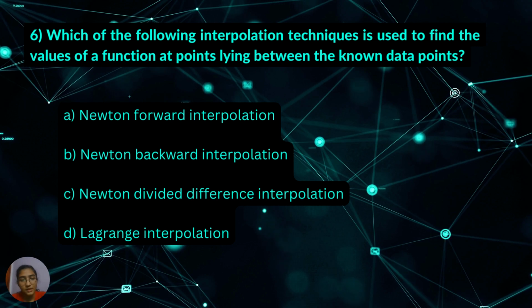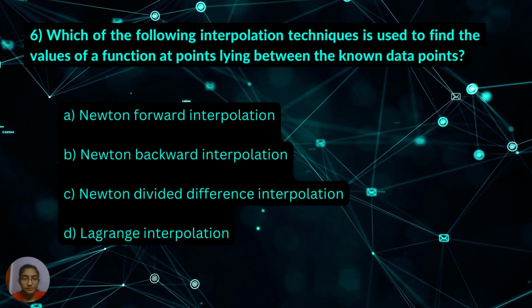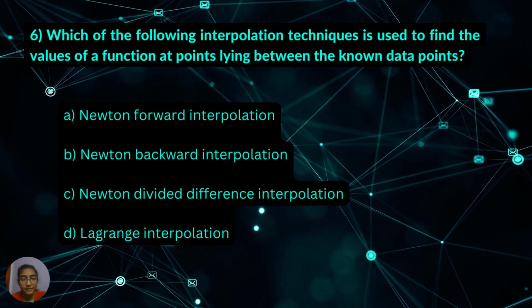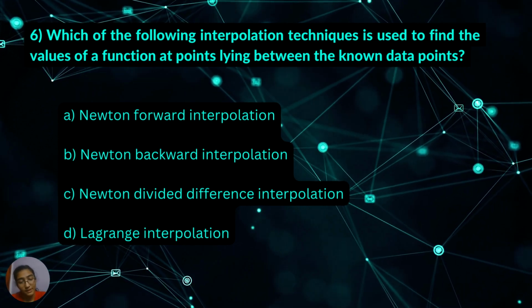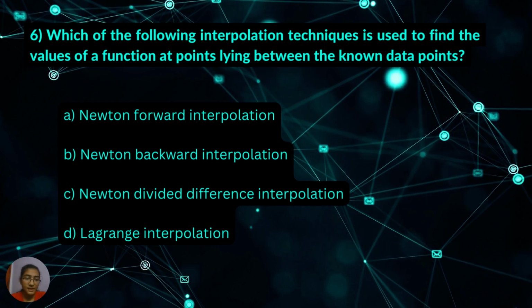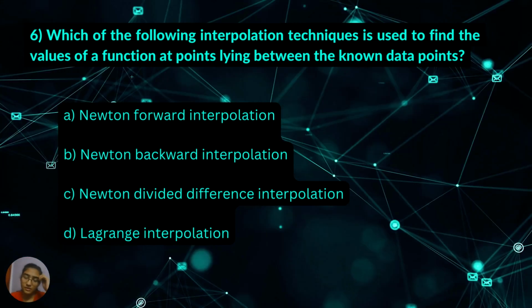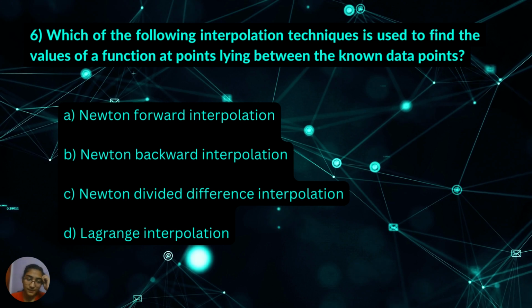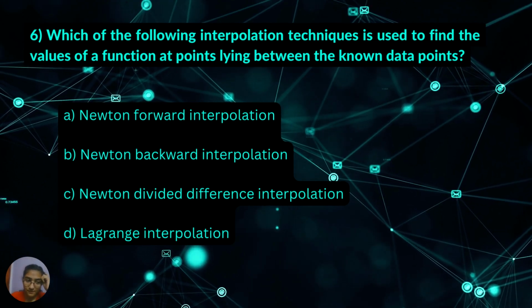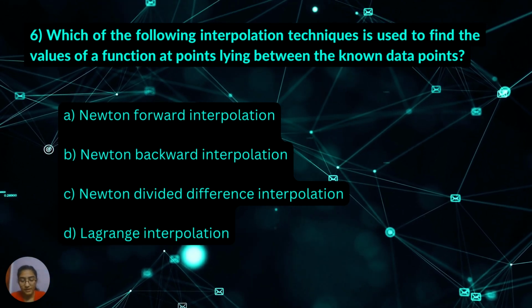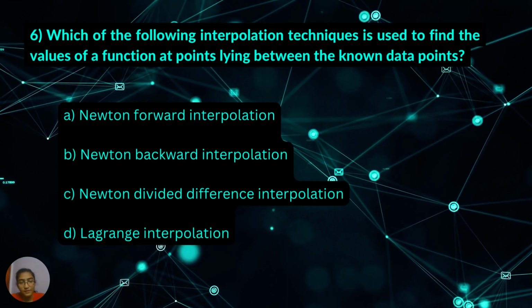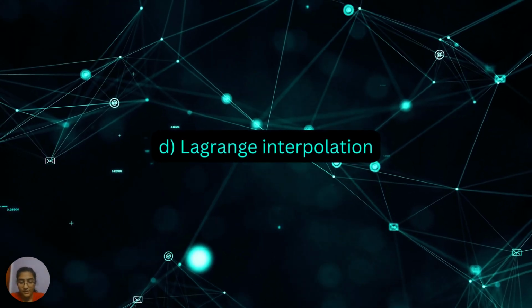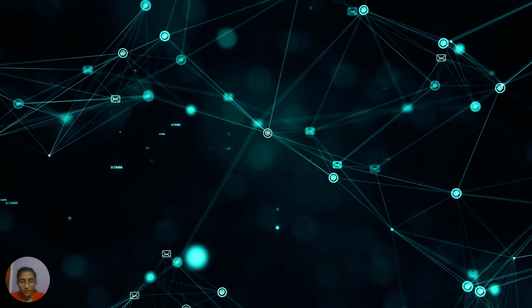Lagrange interpolation, because if we want to find the values of a function at points lying between the known data points, it can be Lagrange interpolation. The data does not necessarily have to be equally spaced, but in Lagrange interpolation we can easily find the values of a function at a point lying between the known data points, right? So the answer is D, Lagrange interpolation. Let's jump on to the next question.